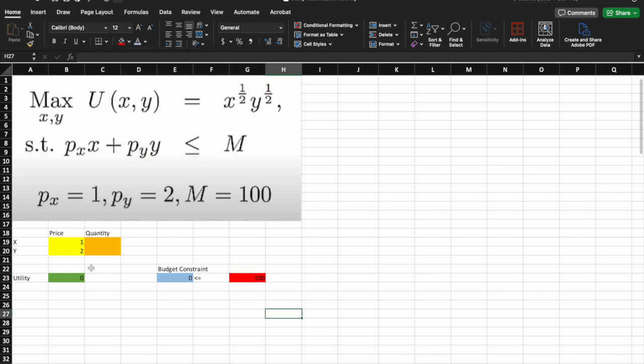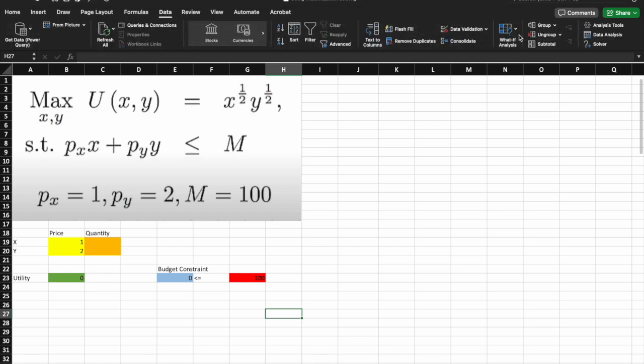Okay, so now we have everything we need to start setting up Solver. So we'll go here to Data, Solver.